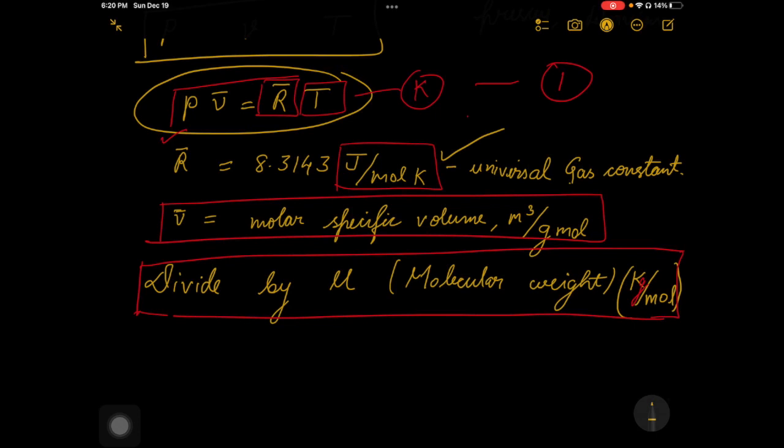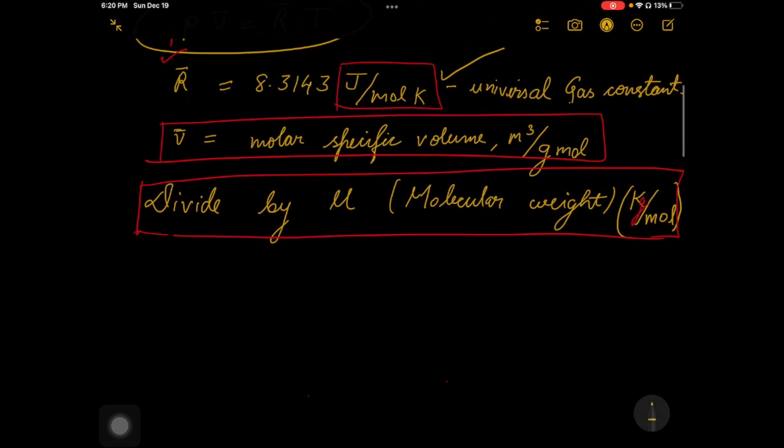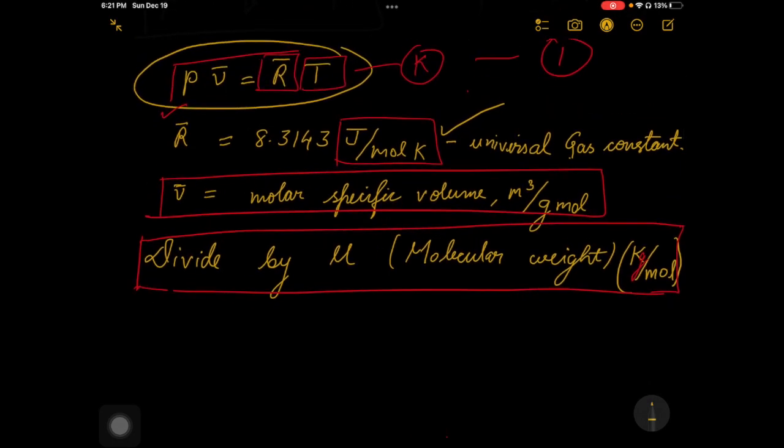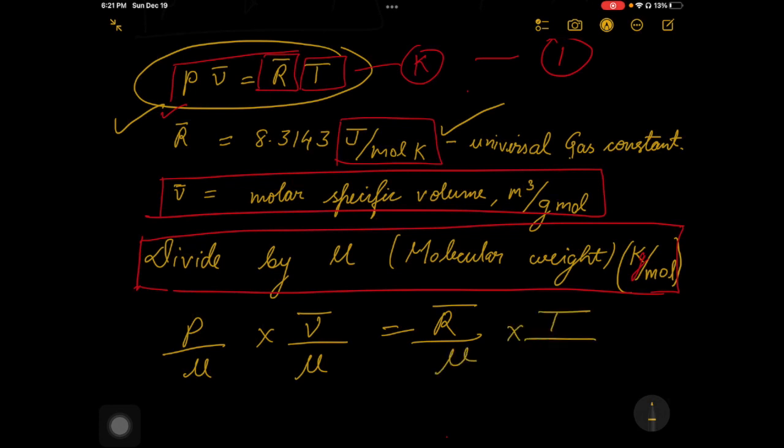Now, if I divide this equation, and why divide? Because we want to resolve this equation into simpler terms, which are more realistic and which we can work with. Because every time molar specific gas constant is available, but molar specific volume will not be available, right? So we divide it by mu, which is molecular weight. The SI unit for this is kilogram per mole. So let's divide this equation 1 by mu. So we get molar specific volume by mu, universal gas constant by mu, absolute temperature by mu.